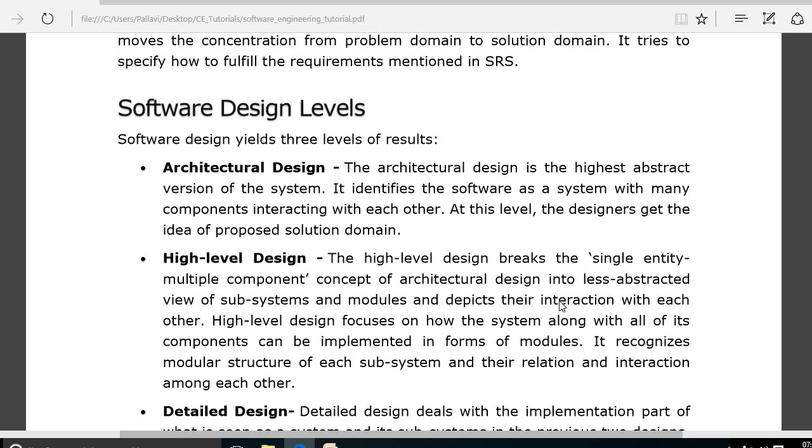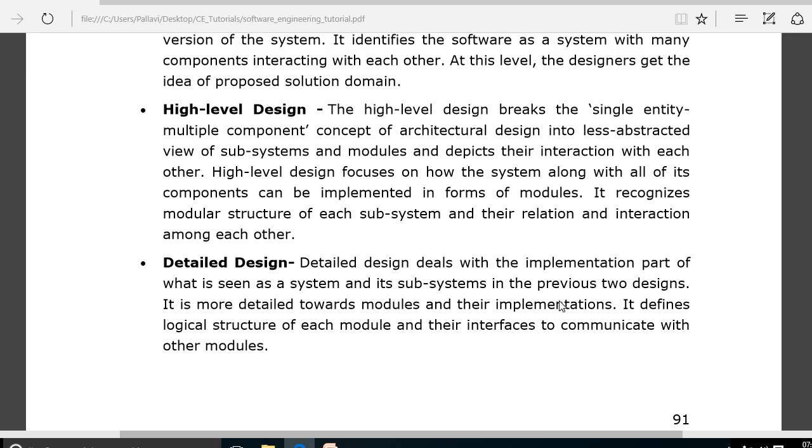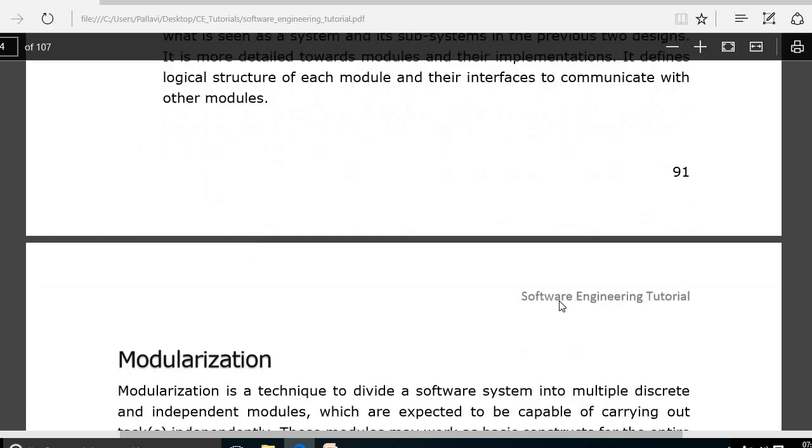Next, if we see detailed design, so detailed design deals with the implementation part of what is seen as a system and its subsystems in the previous two designs. So it is more detailed towards modules and their implementations. It defines the logical structure of each module and the interface to communicate with other modules.